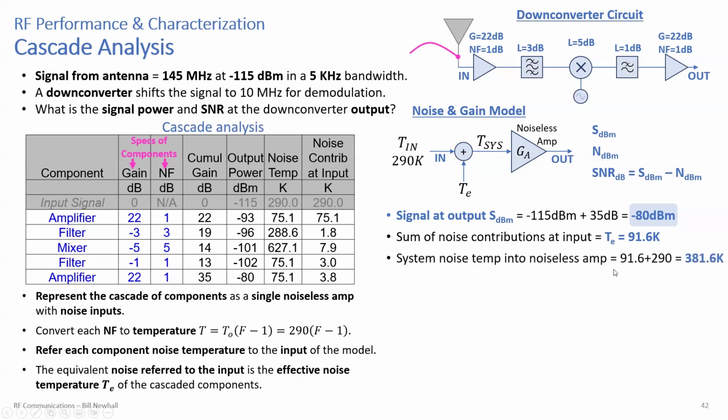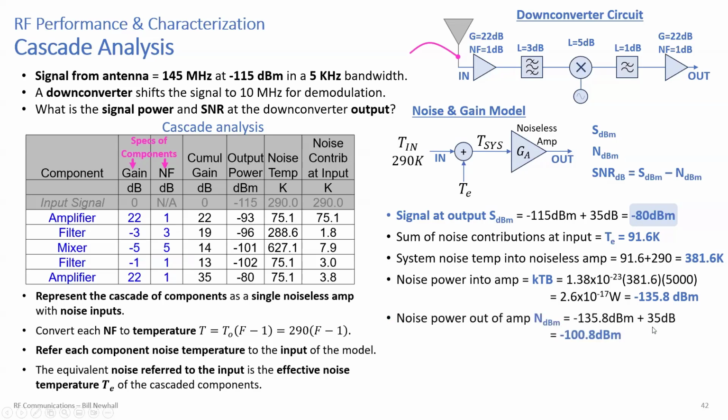The system noise temperature into the noiseless amp is therefore TE plus TN, right? These two sum together, we have TE here. That's 381.6 Kelvin noise temperature. And the noise power into the amplifier is then kTB. Remember Boltzmann's constant times the noise temperature times the bandwidth. So you get, converted to dBm, minus 135.8 dBm. Okay. Now that's into this amplifier equivalently, and then out of the amplifier, just add the gain, add 35 to that. You get minus 100.8 dBm at the output of that amplifier.